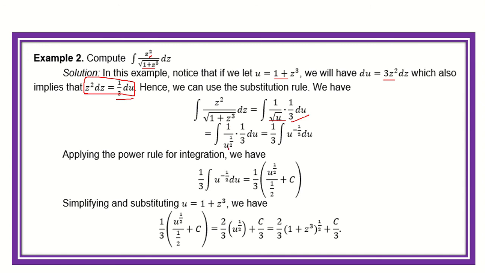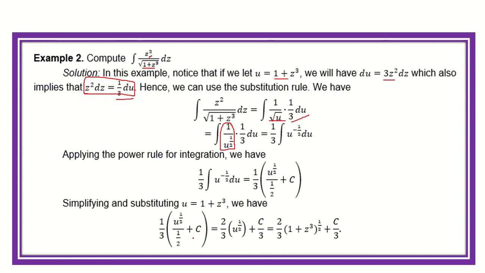And we have 1 over u to the 1/2 times 1/3 du. That is, ilabas natin ang 1/3 and u to the negative 1/2 as the equivalent of this one. And then du. Then integral of u to the negative 1/2 is u to the power of 1/2 over 1/2 plus c. And then you've got 1/3 divided by 1/2. That is, you have 1/3 times 2 over 1. That is 2/3. So, 2/3 u to the power of 1/2 plus c.